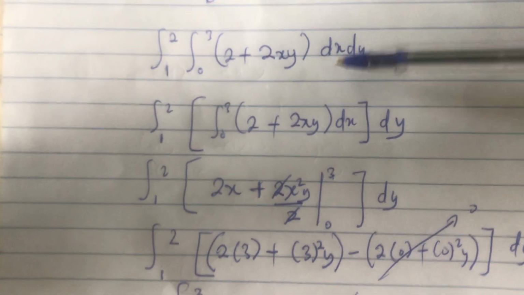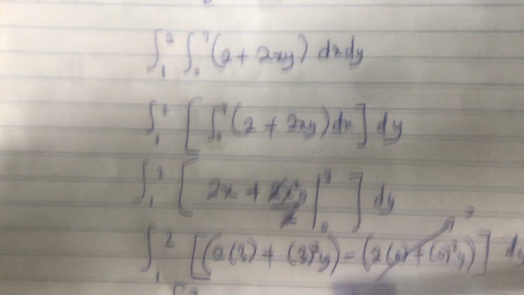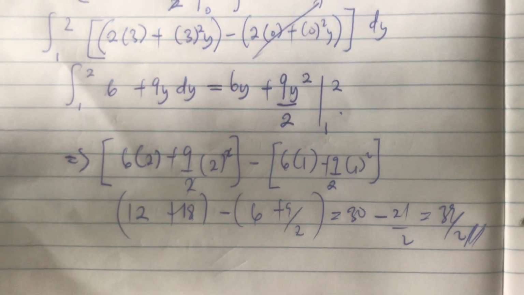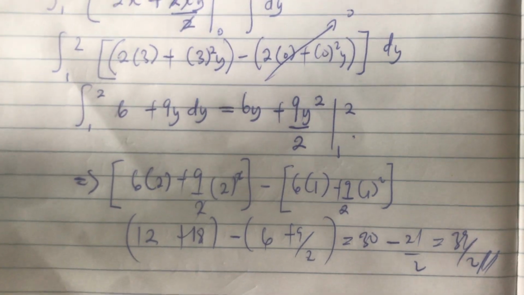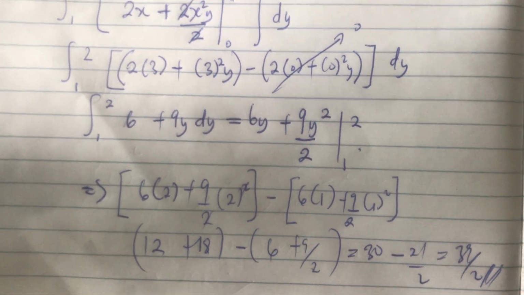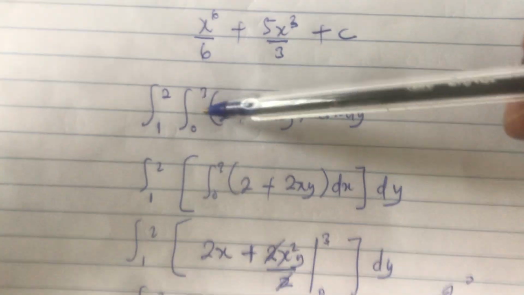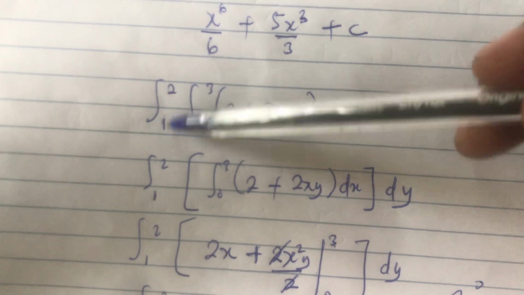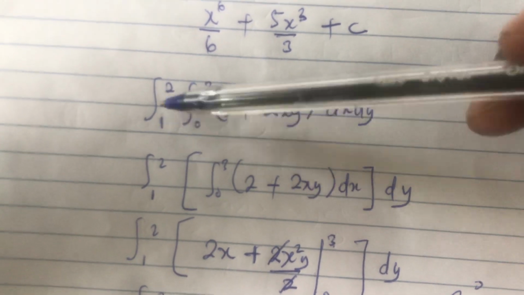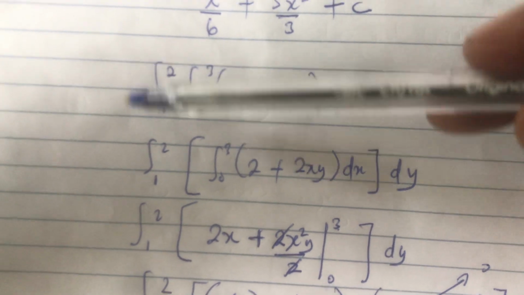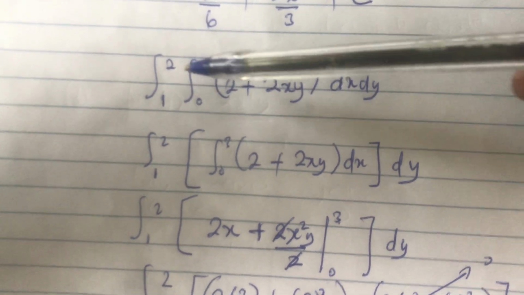So this gives us the area. So this is considered to be the area of a rectangle, because when you have a rectangle, you have the limits. So this becomes one side of the rectangle, and this becomes another side of the rectangle. So when you have a double integration of this particular form, it gives us the area of a rectangle.